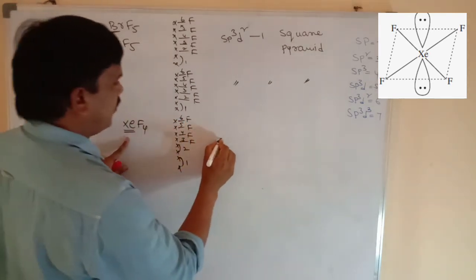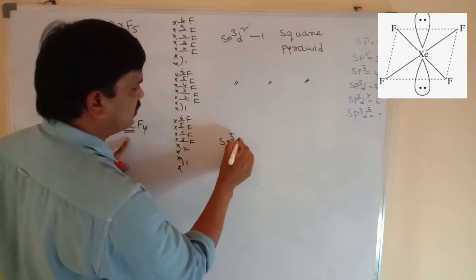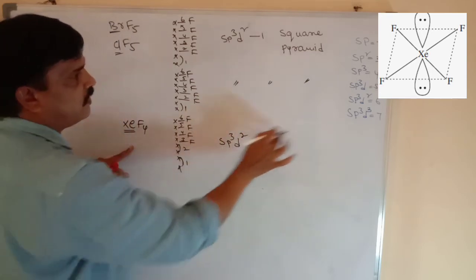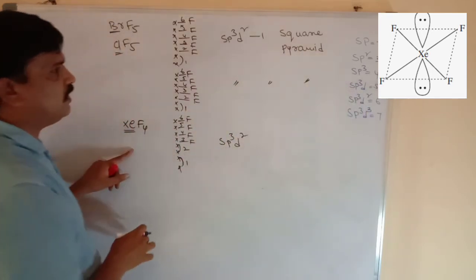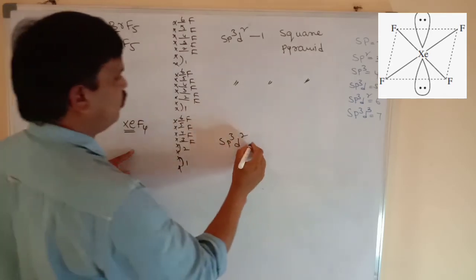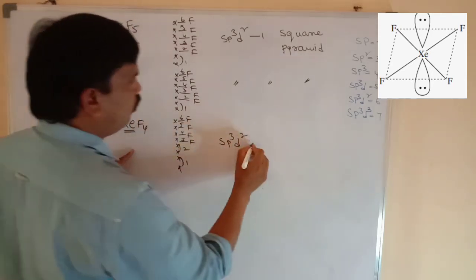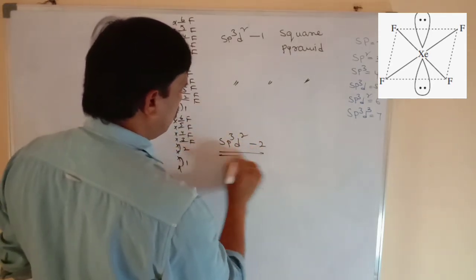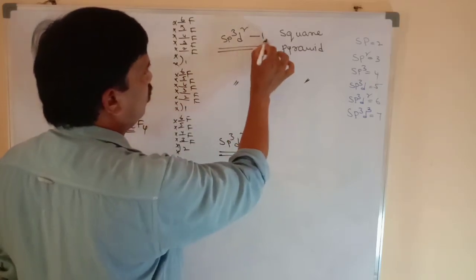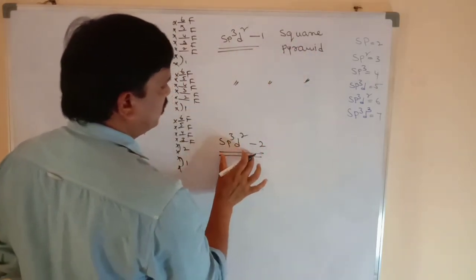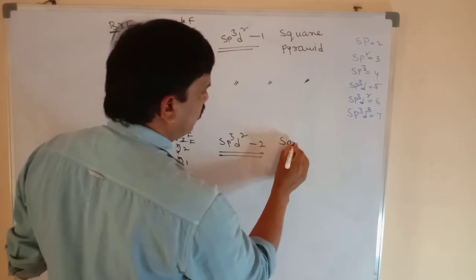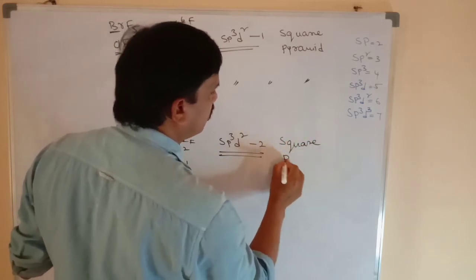So here the sum of powers equals 6. Which type of hybridization? sp3d2 only. How many lone pairs are there? 2 lone pairs. Anywhere sp3d2 with 1 lone pair is square pyramid. sp3d2 with 2 lone pairs is square planar.